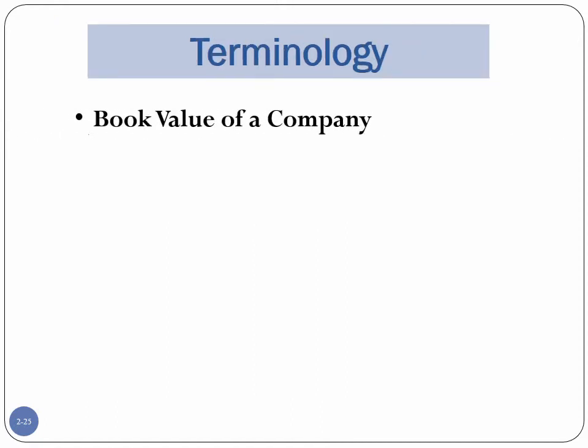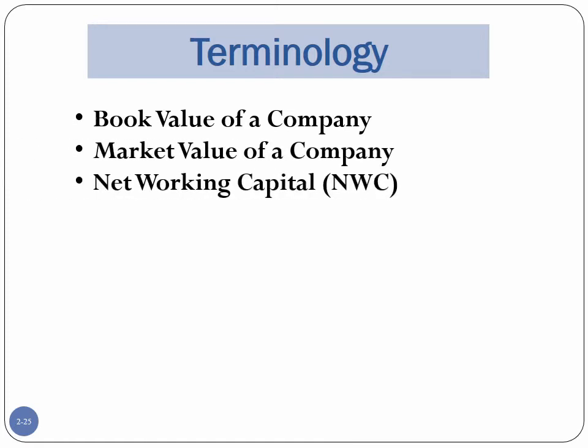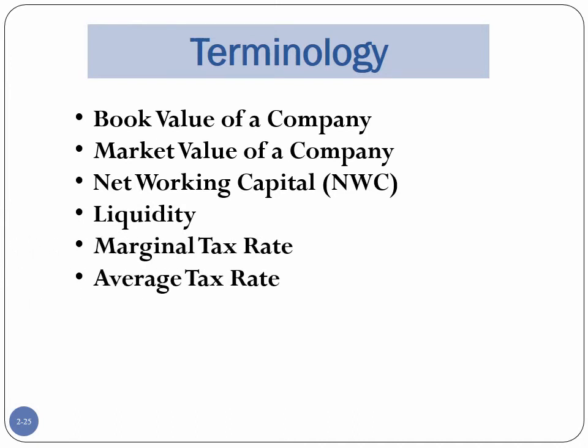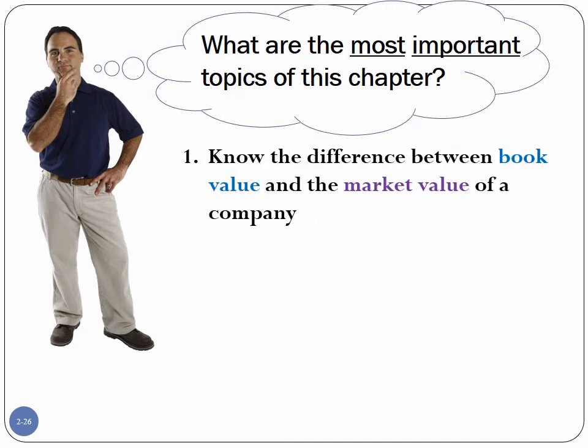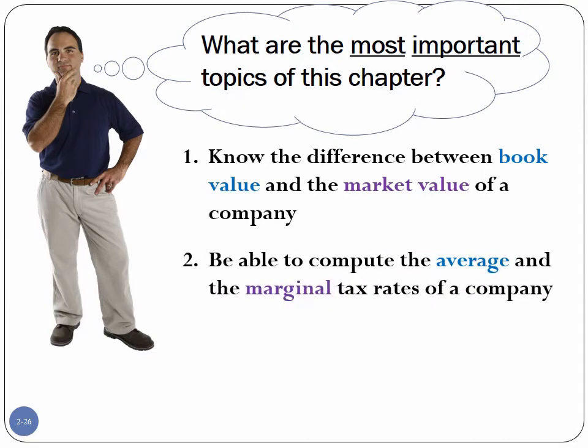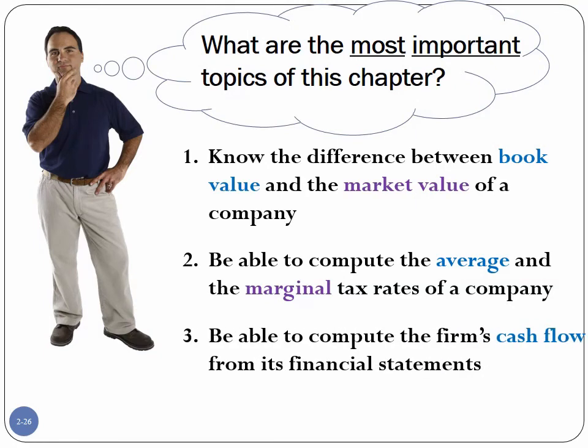So the terminology for this chapter, you need to understand the book value of a company, market value of a company, the term net working capital, liquidity, the marginal tax rate, the average tax rate, cash flow from assets. And so the most important topics, the things that you really should focus on in your studying: know the difference between a book value and the market value of a company, and be able to compute the average and marginal tax rates of a company. Know the difference between those two. Be able to compute the firm's cash flow from its financial statements. I don't expect you to be able to do this in detail, but just understand where it comes from.